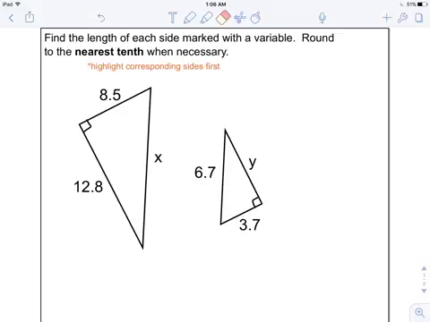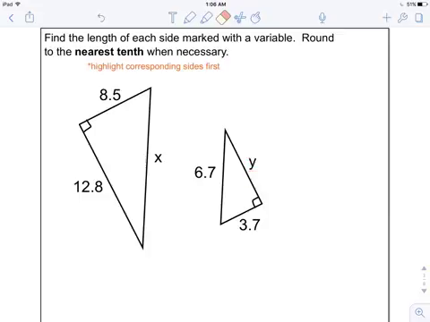When you're ready, let's go to page 3 and start this problem. It tells us again to find the length of each side marked with the variable, rounding to the nearest tenth. It also asks us to highlight our corresponding sides first. You'll notice this one looks a little tricky because we have two variables, an x and a y.